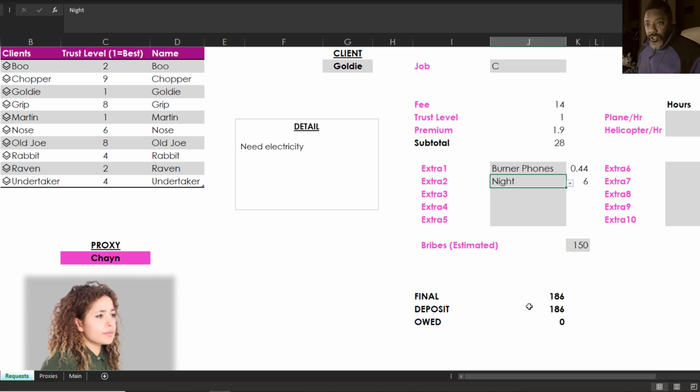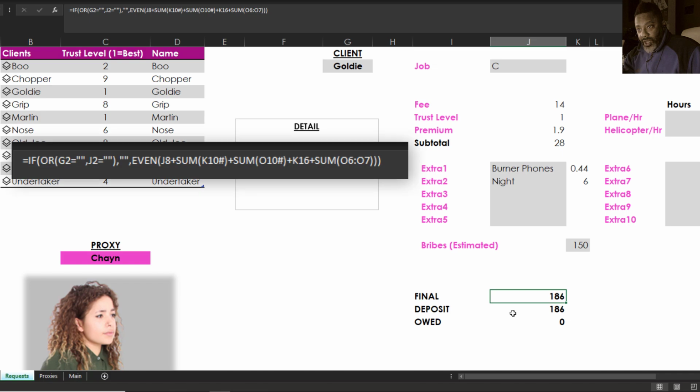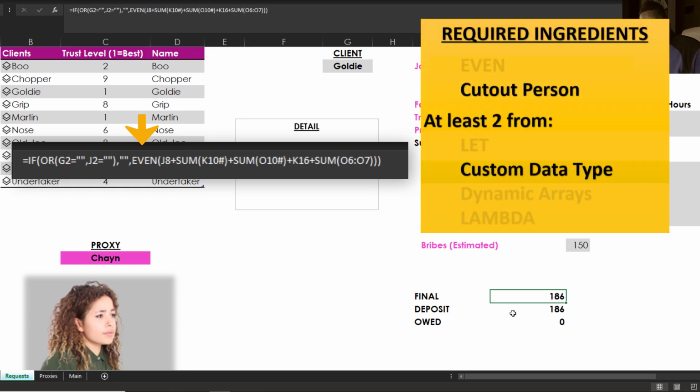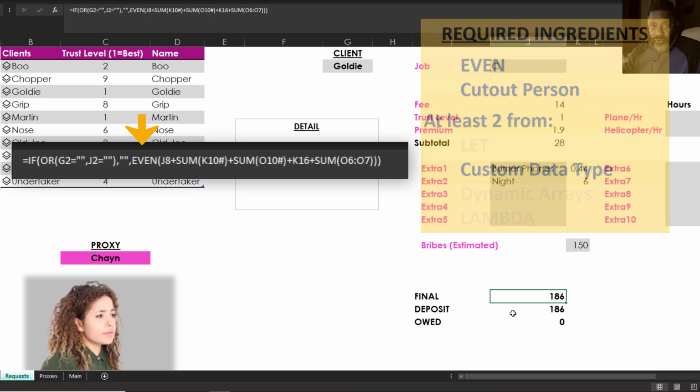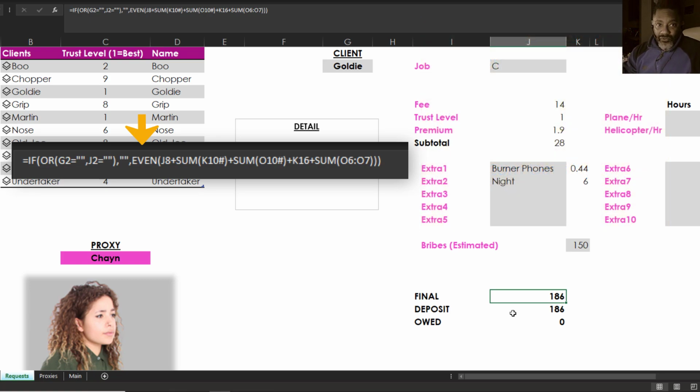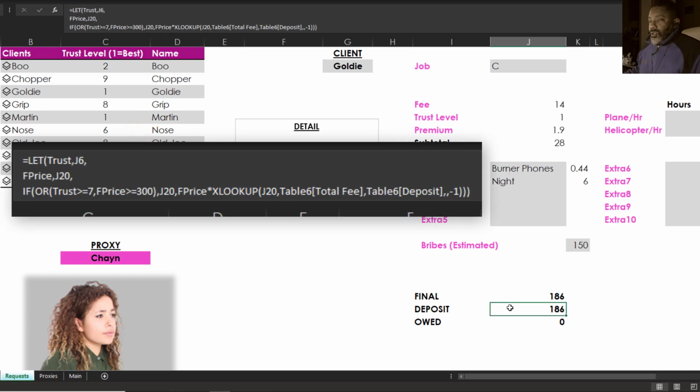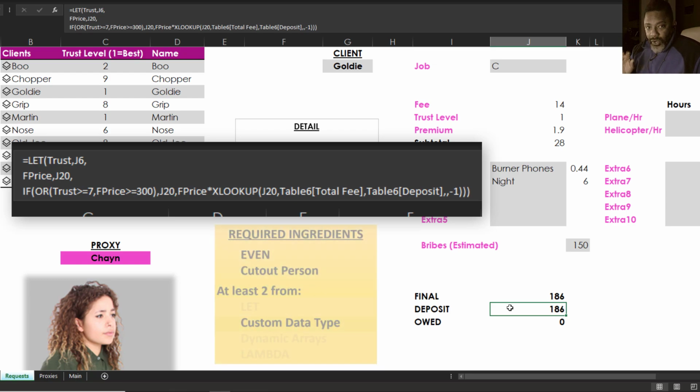Now here's how this is being calculated. We've got the final here. We're taking a calculation of everything, multiplying in the trust level, adding any extras, and then, because we do not deal with fractions of these 2 ounce drops, we use the even function to take us up to the next even integer. Next, I use the let function to calculate the deposit.